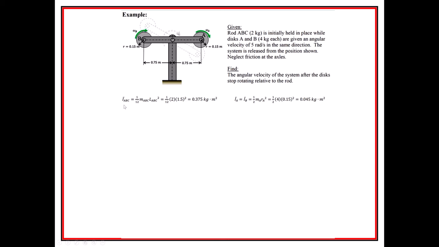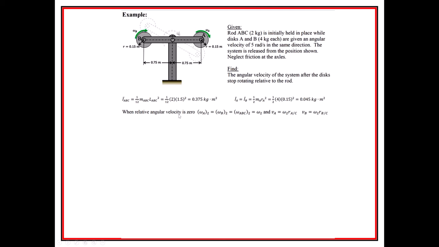But anyway, we happen to know the mass moment of inertia because we know that the rod is 2 kilograms and we know its length is 1.5, because there's 0.75 on each side. So we get the mass moment of inertia of the rod, right? And then we can get the mass moment of inertia of each of these discs because we have the radius and we have the mass. They're 4 kilograms each. They're pretty heavy. And anyway, we get them spinning.